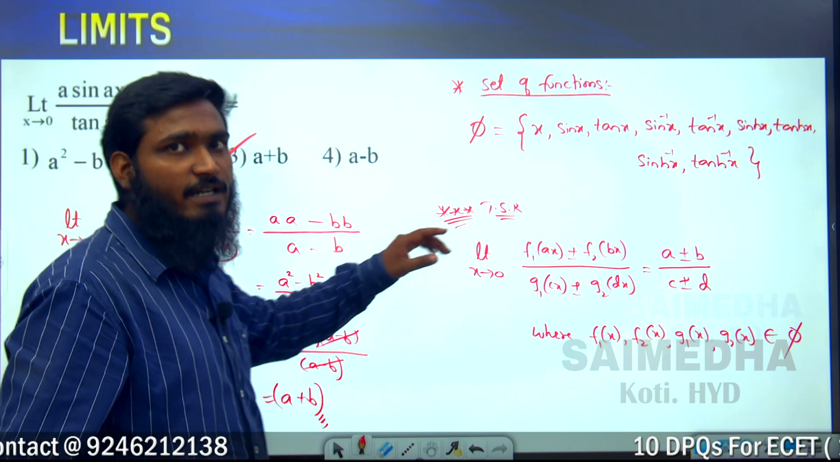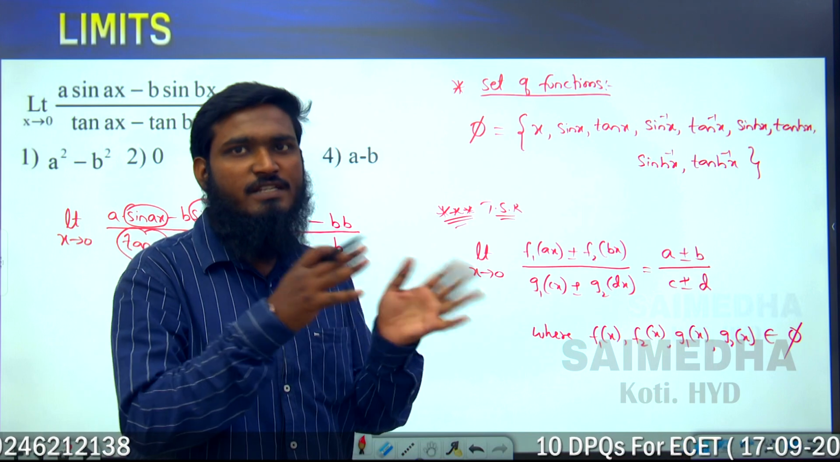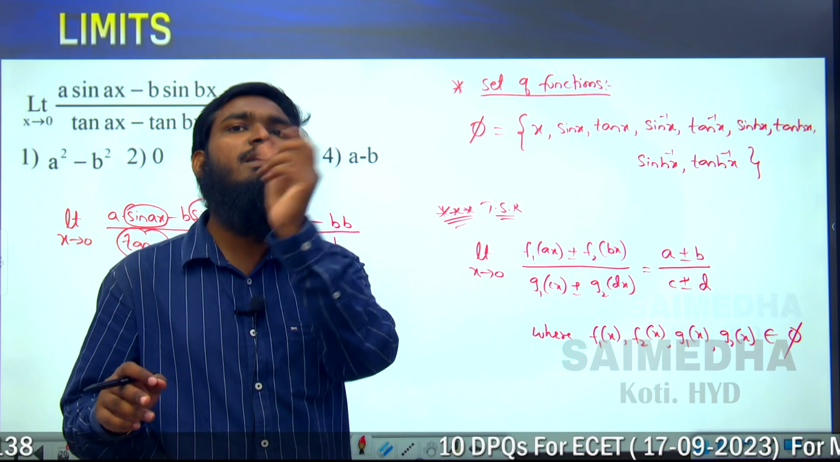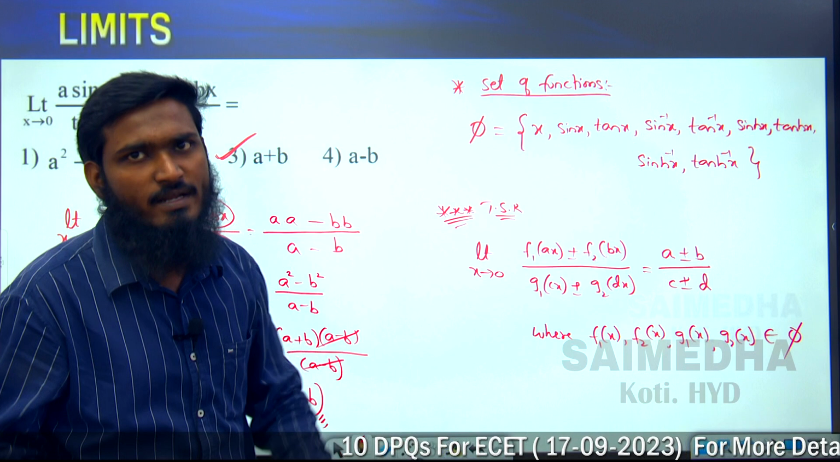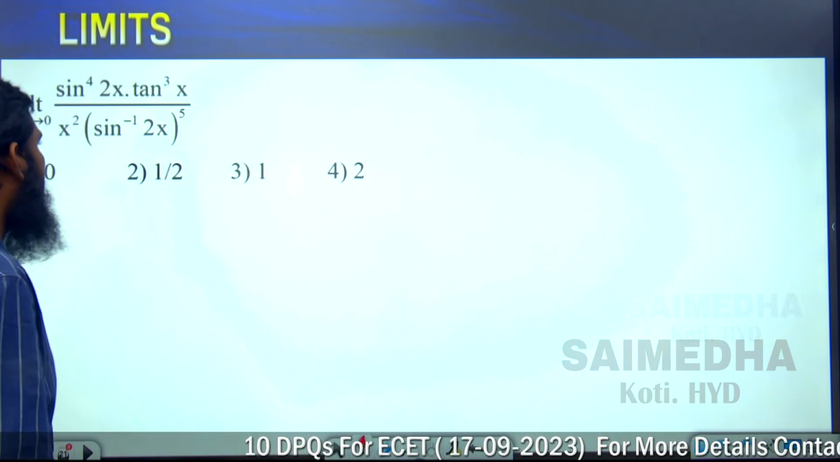So whenever we have a set of functions with the functions in plus or minus like that, we select only the numbers we have, the coefficients, and do the plus or minus on them. We will get the answer. Now let us go to the next question.